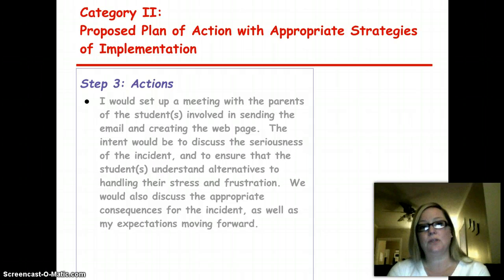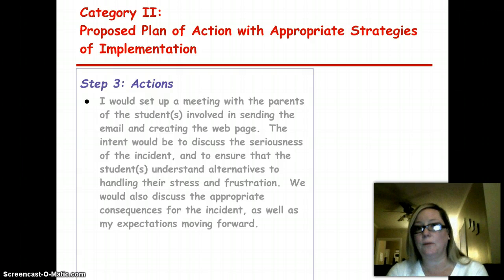So after I had an opportunity to talk with the student or students involved and to hear their side of the story and to gather more information, step 3 would be the actions that I would take. So I would set up a meeting with the parents of the student or students involved in sending the email and creating the web page.